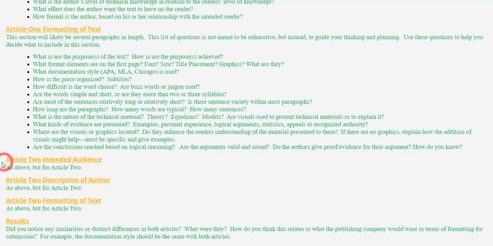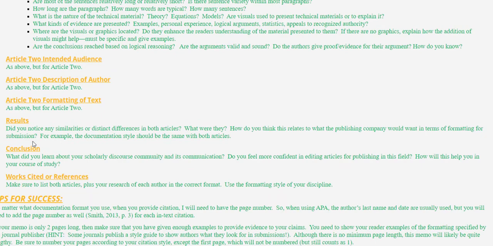Then you're going to have the same sections for the second article. So Article 2's intended audience, Article 2's description of the author, Article 2's formatting of the text. And then the next section you'll have is results.